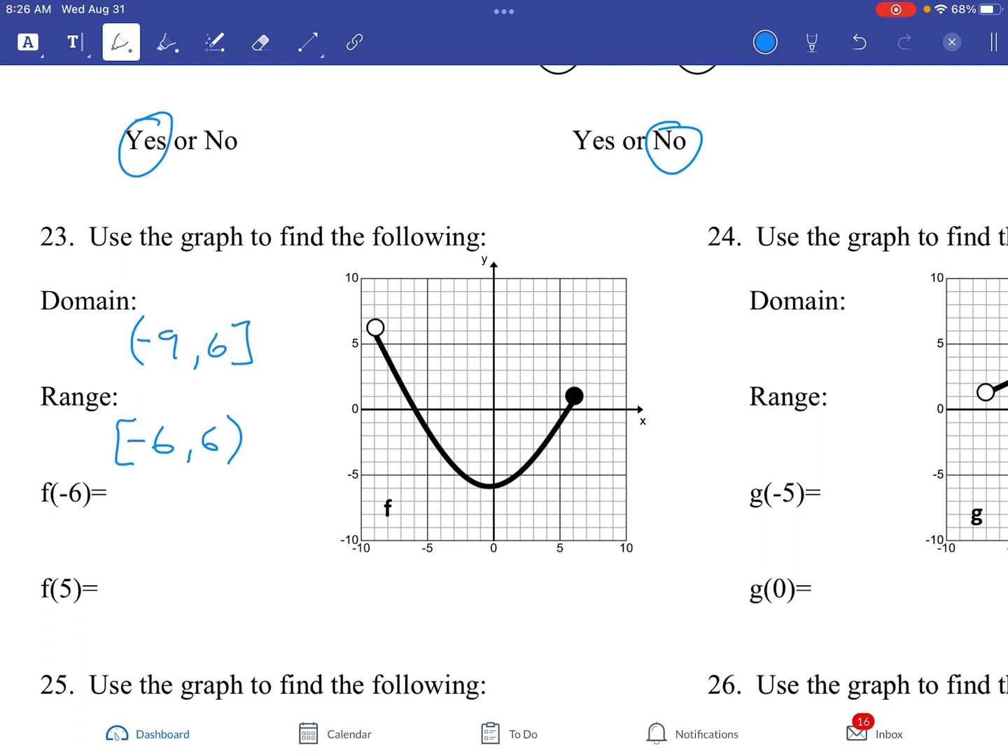Next, f of -6. So here's -6 on the x-axis. What is this point? It is 0. All right, for f of 5, we're looking at 5 on the x-axis, which is right here. We're looking for the graph at 5, which is down here at -1.